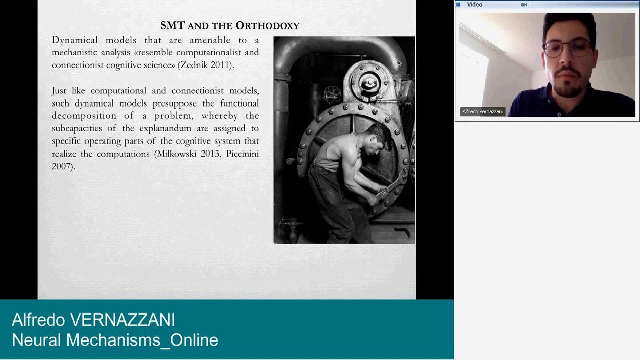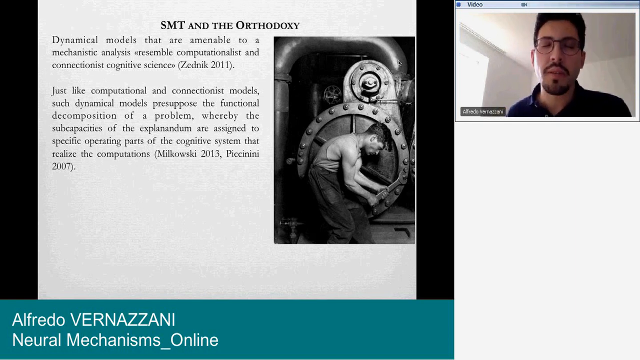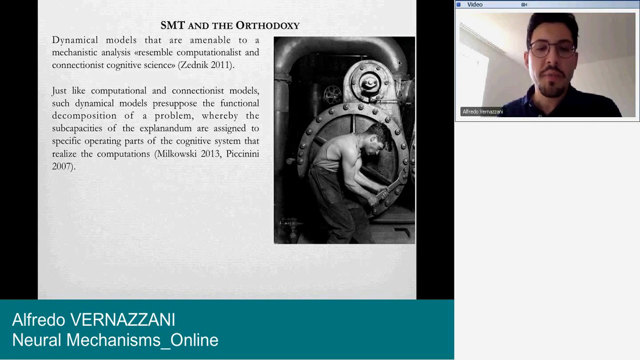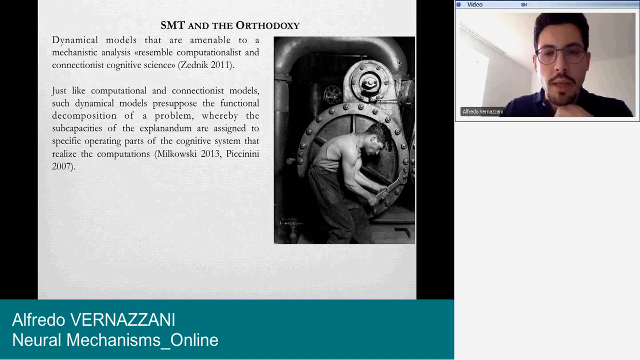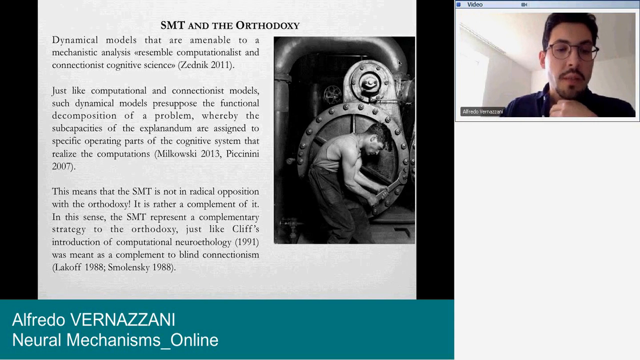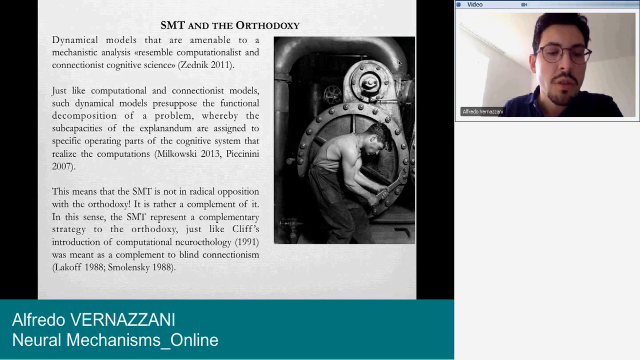This is perfectly compatible with what I said at the beginning, drawing a distinction between dynamical systems theory on the one hand and the dynamical hypothesis on the other, which is a stronger philosophical interpretation of it. Now, just like computational and connectionist models, such dynamical models presuppose the functional decomposition of a problem, whereby the subcapacities of the explanandum are assigned to specific operating parts of the cognitive system that realize the computations. And that describes pretty well the case of Beer's dynamical model and the case of sensorimotor laws analyzed by Kevin O'Regan and Alva Noë. But this means that the sensorimotor theory is not in radical opposition with the orthodoxy, so it is rather a complement of it. In this sense, the sensorimotor theory represents a complementary strategy to the orthodoxy.